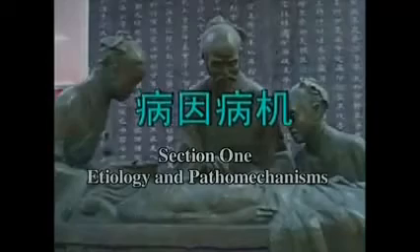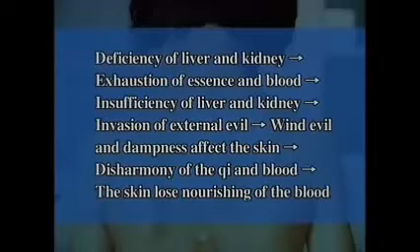Section 1. Etiology and pathomechanisms. Disharmony of qi and blood with stasis and obstruction of the channels and collaterals is always at the root of white patch wind. The effects of emotional, mental immoderation, disruption of the qi dynamic, and repeated contraction of wind evil all affect the skin. If those with constitutional liver and kidney weakness or those who have essence and blood loss are invaded by an external evil, it will stagnate in the skin. Also, wind damp may affect the skin.